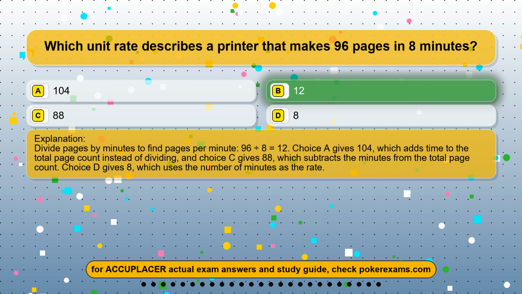Choice A gives 104, which adds time to the total page count instead of dividing, and choice C gives 88, which subtracts the minutes from the total page count. Choice D gives 8, which uses the number of minutes as the rate.